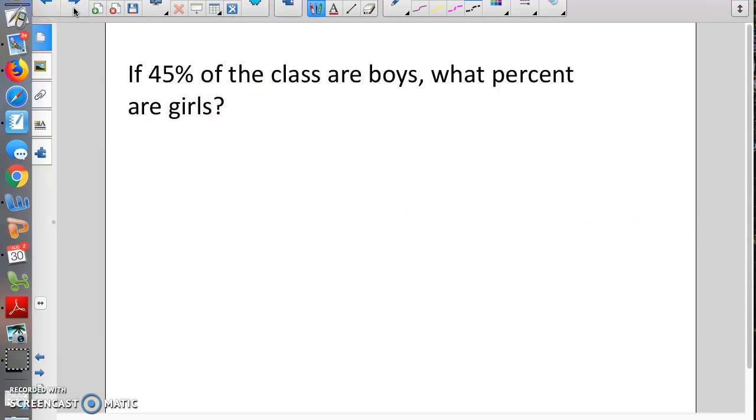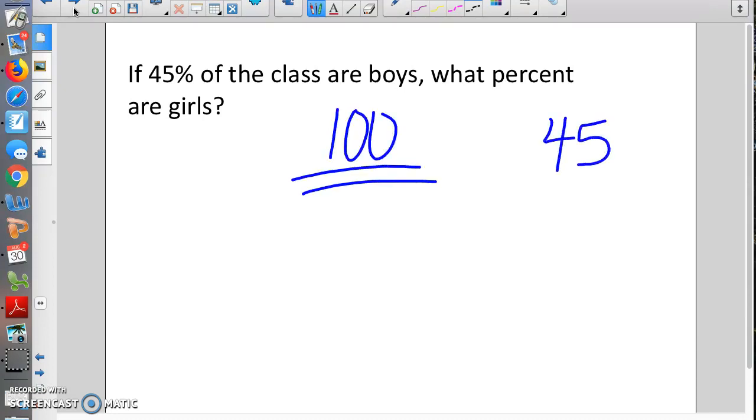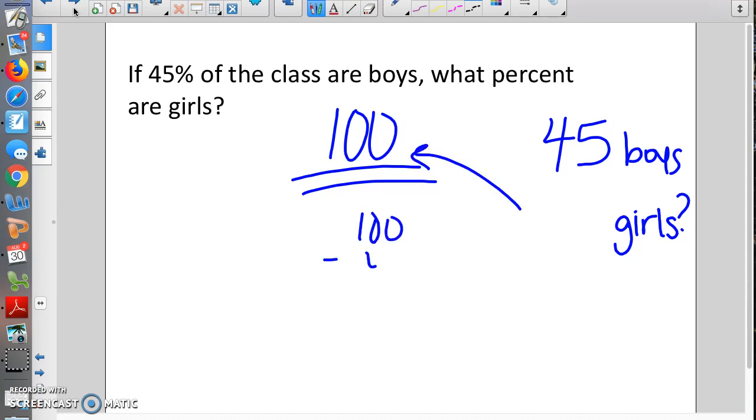Okay? If 45% of the class are boys, what percent are girls? Well, we know percent is always out of 100. So if 100% makes one whole class, and 45% of them are boys, how could I figure out the percentage of girls? Well, if I know it has to add up to 100, I can take 100 minus 45. Borrow, 10 minus 5 is 5, 9 minus 4 is 5, and 55% of the class would have to be girls. I'm trying to go fast because I'm trying to get as many in as possible. So if you need to repeat a question, then you need to go back and watch it.